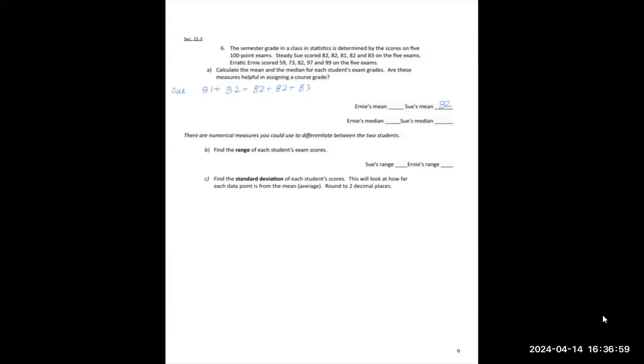I'm going to ignore the positive signs, but if we were trying to find the median, I would cross out the smallest and largest, and the second smallest, second largest, and then my median is 82. So her median is also 82. All right, so next I'm going to calculate Ernie's mean and median.